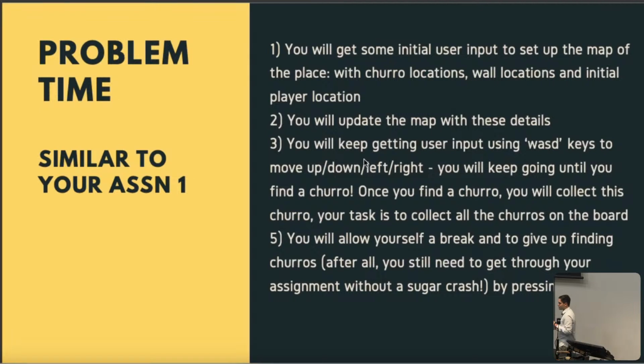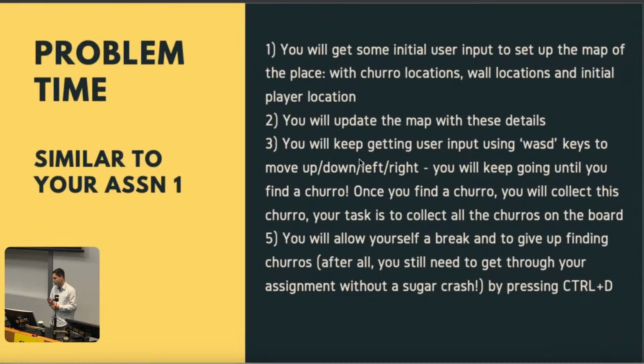We will get some initial user input to set up the map. So you asked earlier, are we going to use command line arguments? I mean, this might be one place that can come into effect. So we're going to be told the location of the churros, the location of the walls, and the initial player's location. So a few things there.